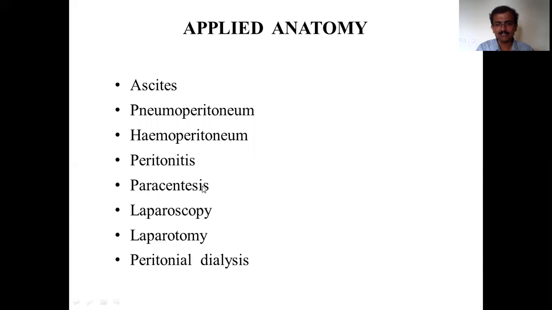Paracentesis. We make an opening in the abdominal cavity to drain out the excessive fluid in a case of ascites. That procedure is called paracentesis. Laparoscopy. Scopy means you introduce the scope into the peritoneum, into the abdominal cavity. This is a surgical procedure done to operate on some of the organs in the peritoneum.